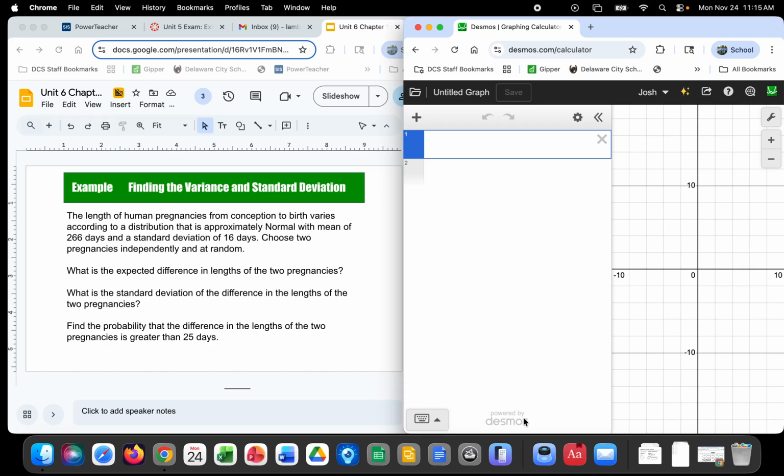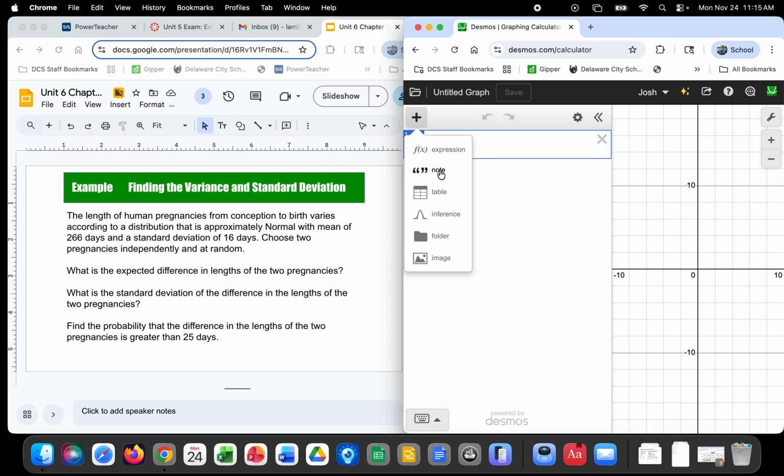Taking a look at this example, it says the length of human pregnancies from conception to birth varies according to a distribution that is approximately normal with a mean of 266 days and a standard deviation of 6 days. Choose 2 pregnancies independently and at random. What is the expected difference in the lengths of the 2 pregnancies?